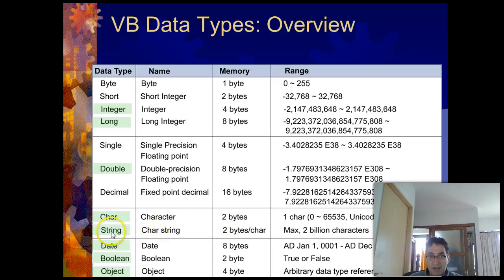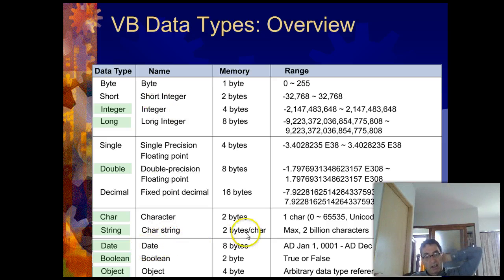And then, as I said, a string uses up to 2 billion characters. So you can put up to 2 billion characters, and each character will use 2 bytes. Okay, so that's a string. Did we talk about byte, short, integer? Yeah. Okay, so we've done everything up to here.